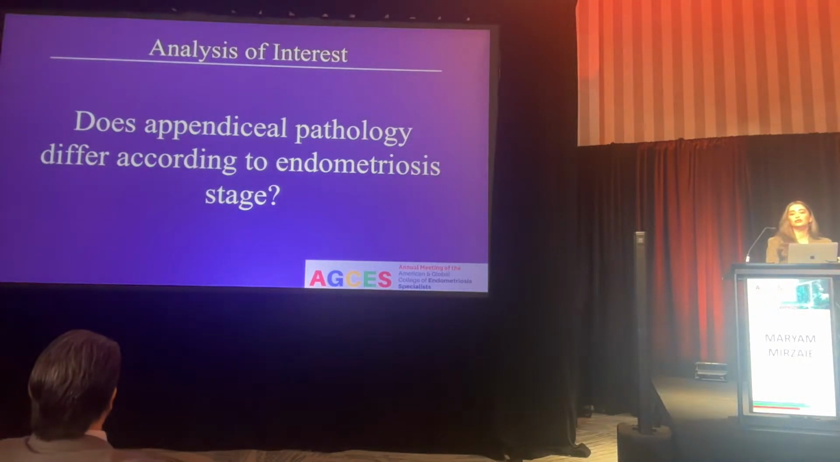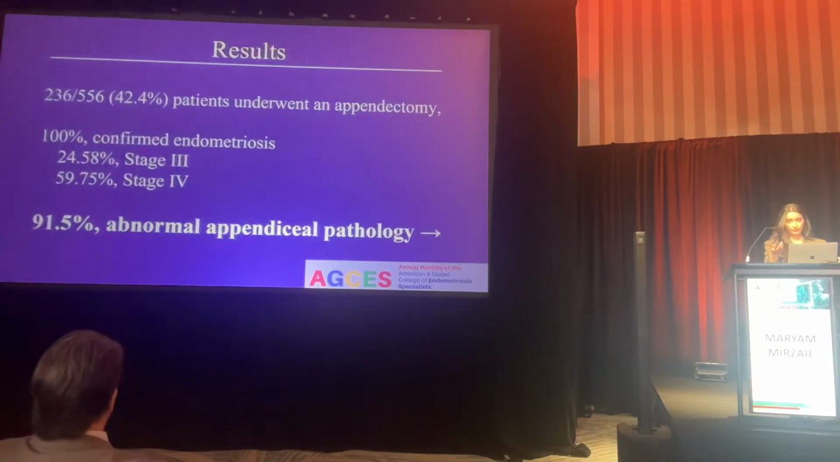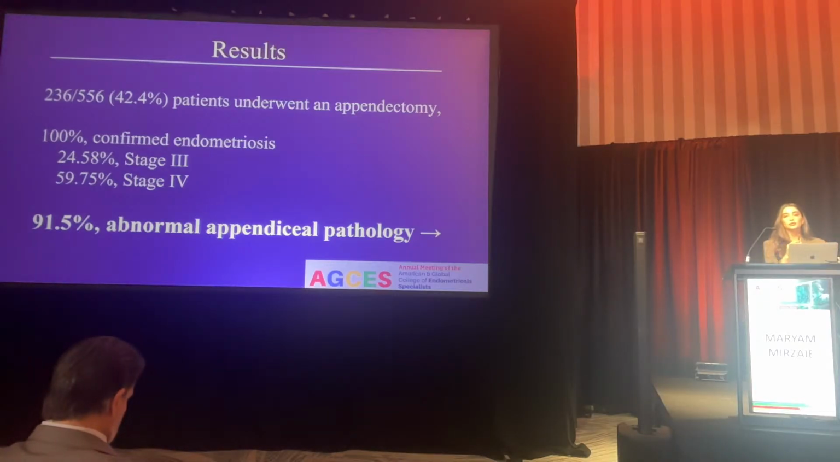Our analysis of interest looked into whether this appendiceal pathology differed or correlated according to the severity of the endometriosis. Of the 556 cases in that time frame, around 42% underwent an appendectomy. Of those 236, 100% did have endometriosis, with most of them being severe cases. And 91% of that 236, so I think it was 216 of them, presented with abnormal appendiceal pathology.